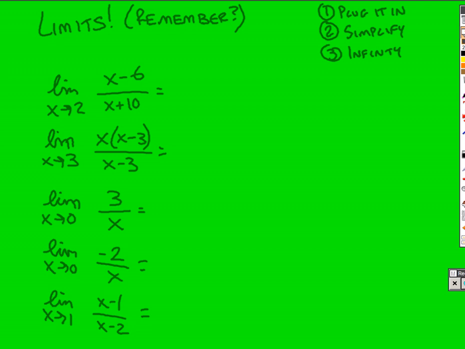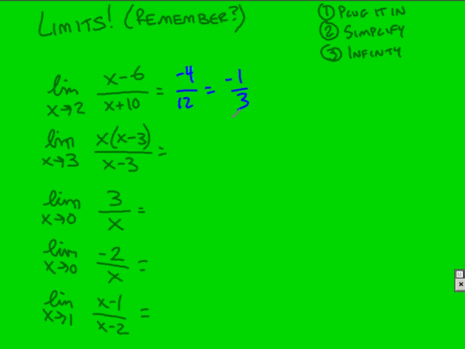Right, we are going back to limits, and we're going to learn something new in terms of solving some of these. But let's just first remember how to do limits. What we said was if we plug in a number first, so if I plugged in 2, I would have negative 4 up top, negative 4 over 12 on the bottom. Your answer for this limit would just be negative 1/3.